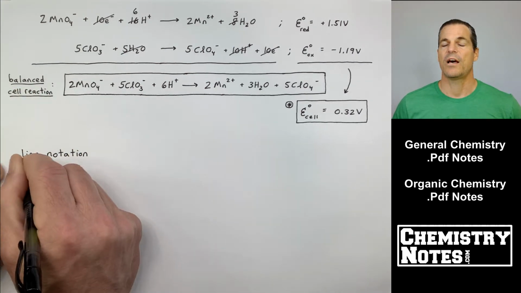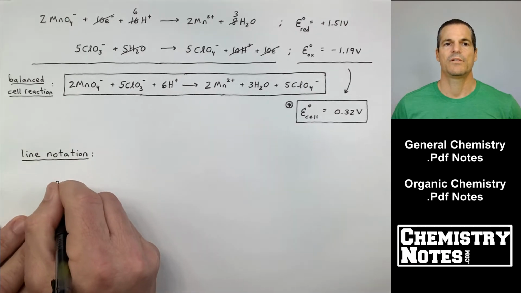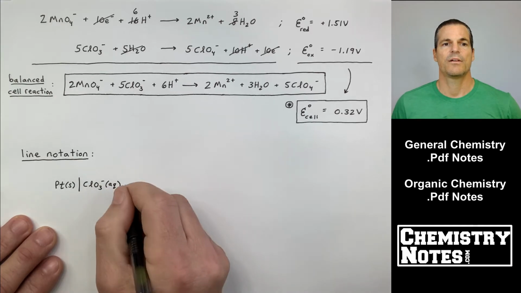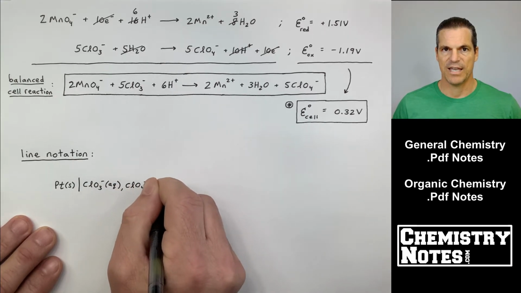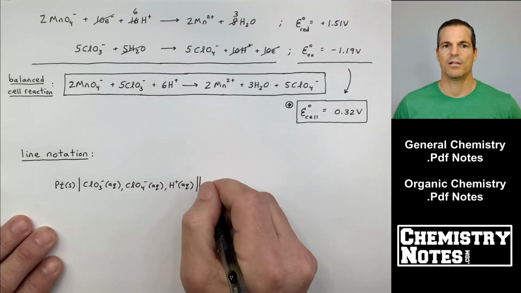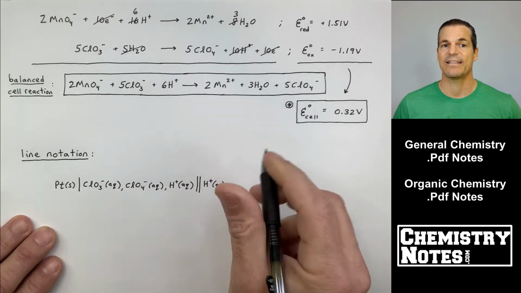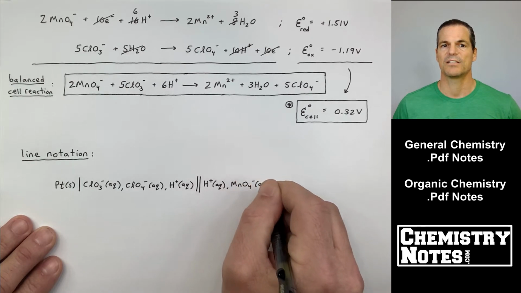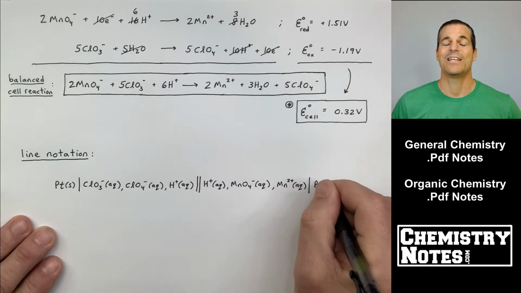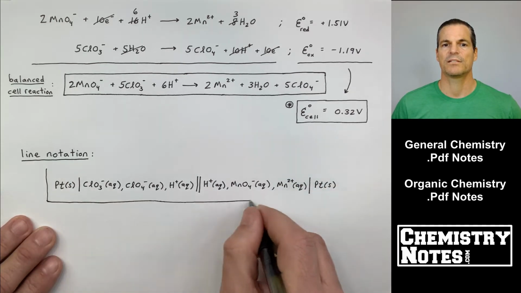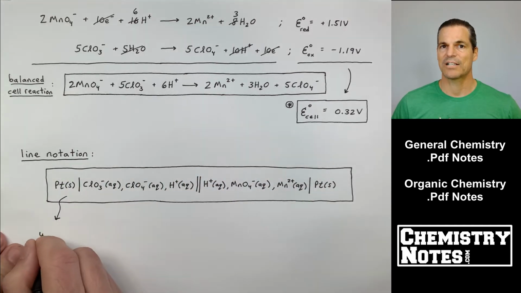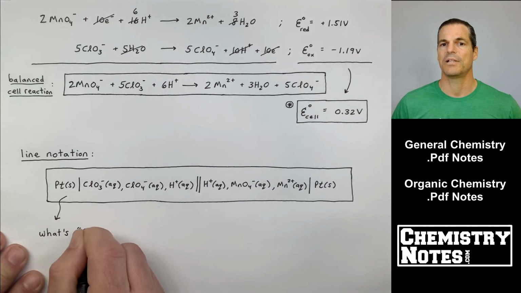All right, so now the line notation. We're going to use this in lieu of sketching a galvanic cell. So I have platinum solid as my inert electrode. More on that in a second. And then I have ClO3 minus, ClO4 minus, and H plus in that anode compartment. That's where oxidation is occurring. Double lines mean a compartment divider. So in the cathode, I have H plus, MnO4 minus, and Mn2 plus in solution. My electrode is also an inert electrode, platinum solid.